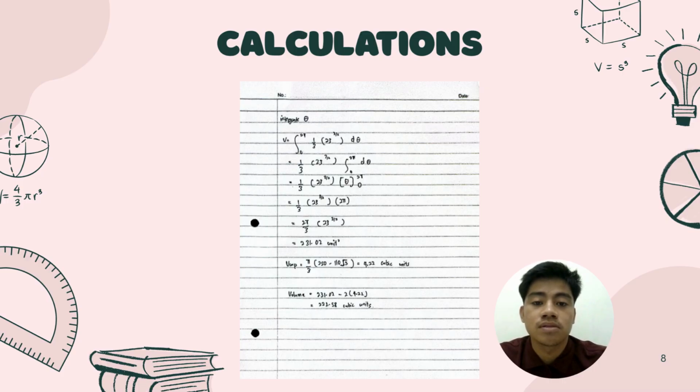Next, we need to account for the caps. The volume of a single cap, V cap, is calculated using the formula V cap equals pi over 3 times 250 minus 110 square root of 5. Evaluating the expression gives us approximately 4.22 cubic units.